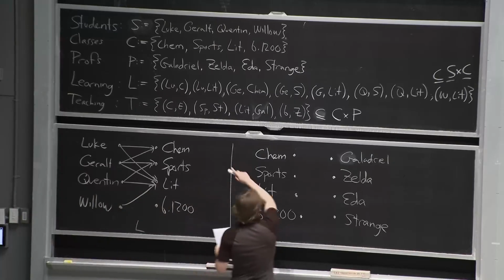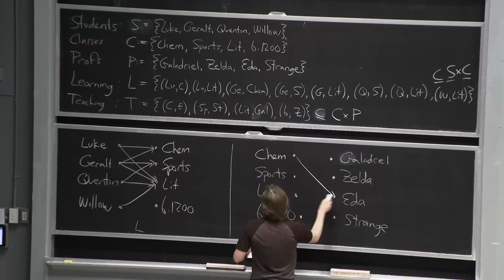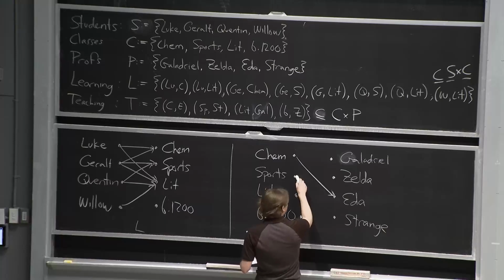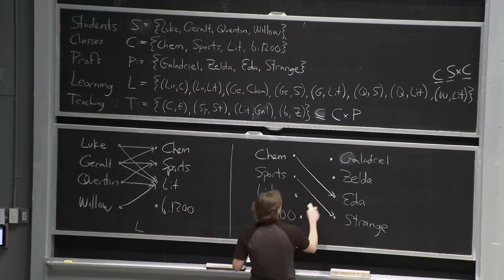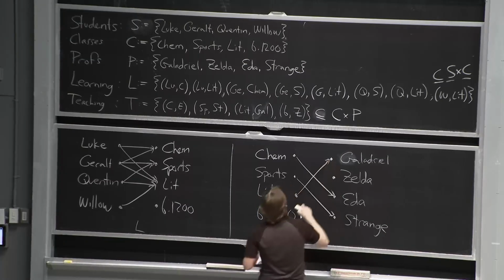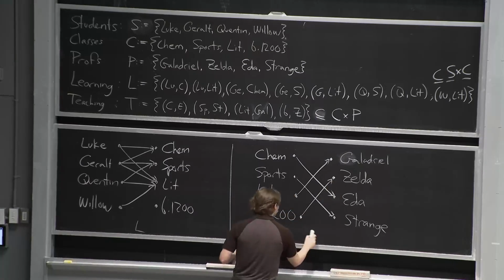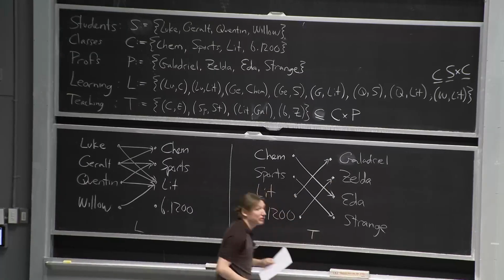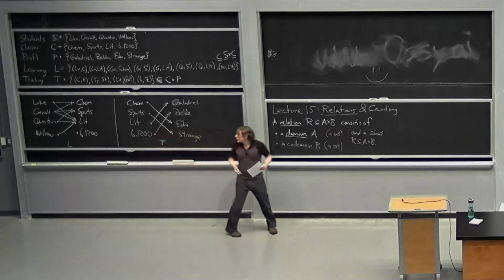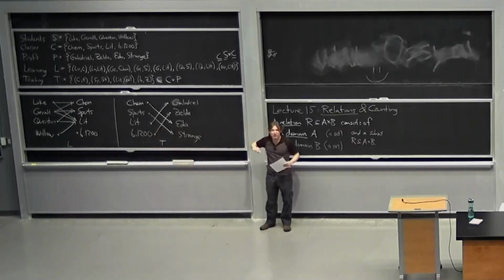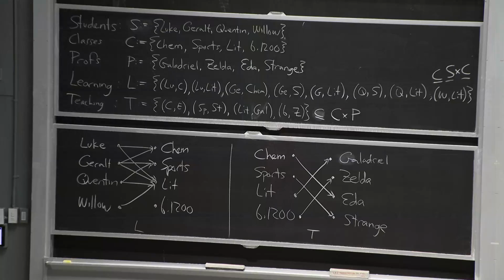So we have chemistry being taught by Ada. We have sports being taught by Strange, lit by Galadriel, and 61200 by Zelda. So this is the teaching relation. Are we clear on what these examples are? Wonderful.